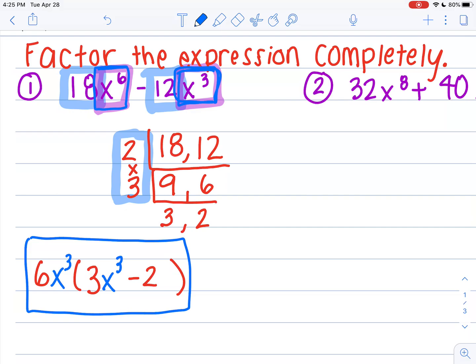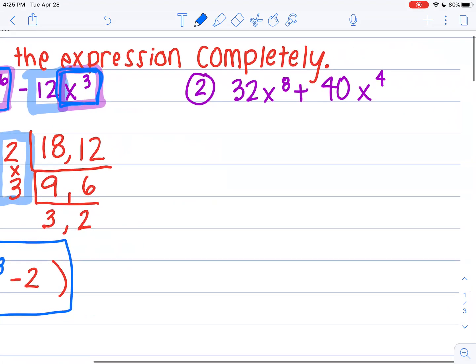Now, when we multiply, just like we said, 6 times 3 is 18, right? Well, x to the 3rd times x to the 3rd, when we multiply variables, we add the exponents. So it's x to the 6th, because 3 plus 3 is 6. And then 6 times negative 2 is negative 12. And since there's no x's over here, it's just going to be negative 12x to the 3rd, which is our answer right there. Okay, so that's your final answer.